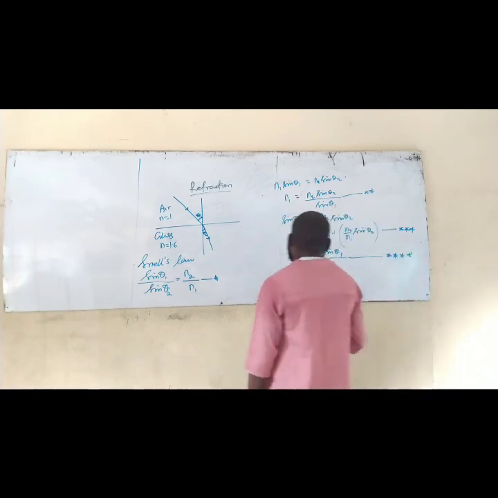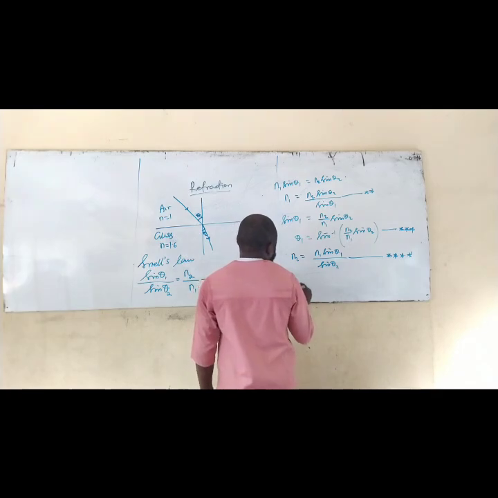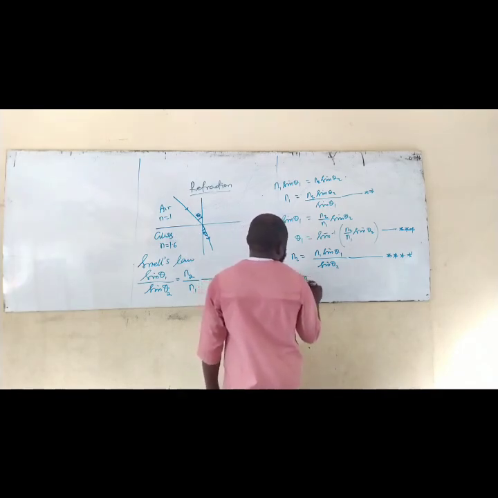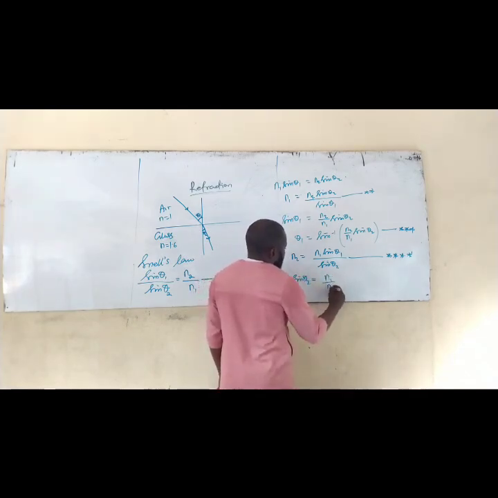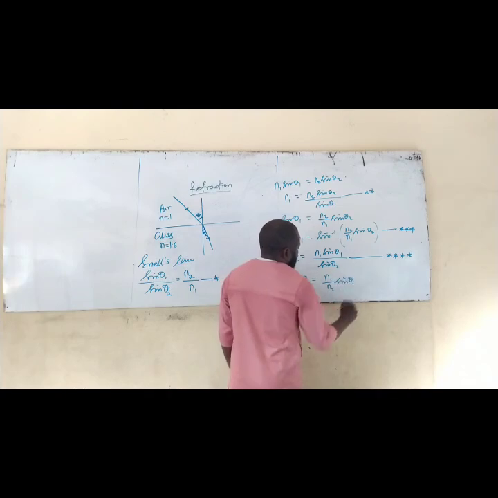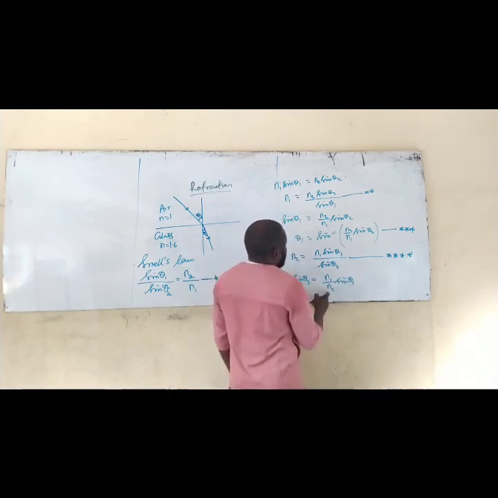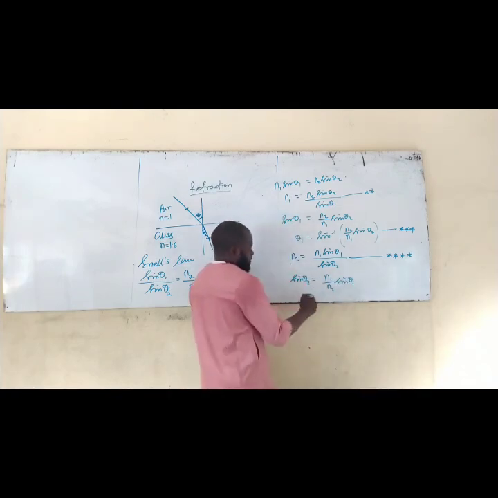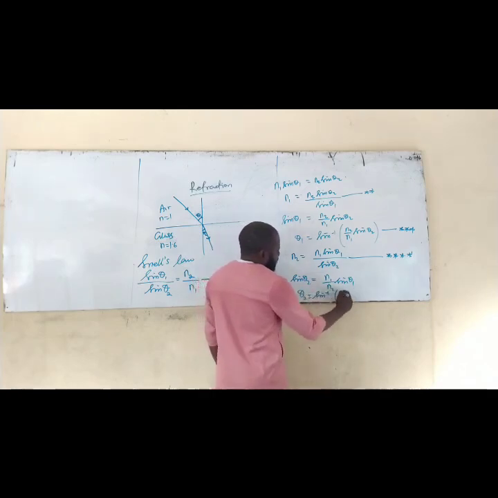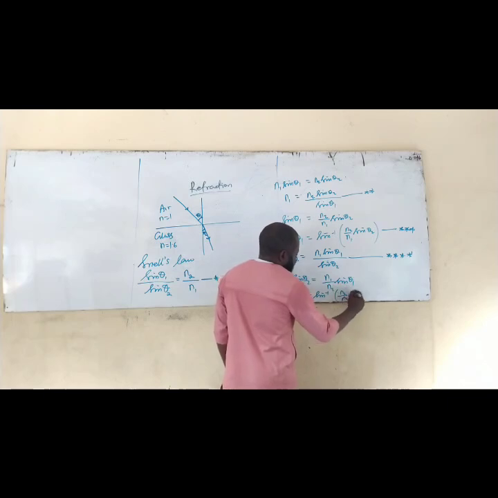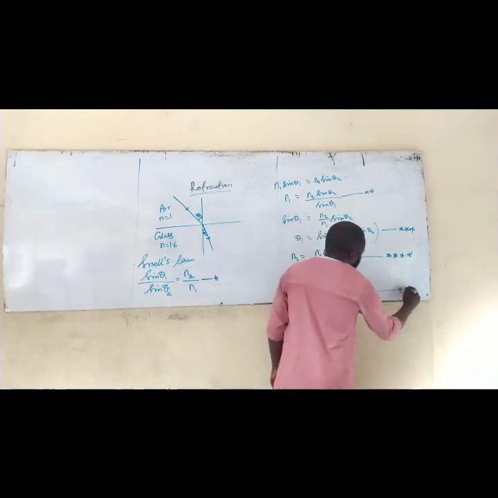And if I'm looking for theta 2, I can say that sine of theta 2 is equal to N1 over N2 sine of theta 1. So from here, if you take the arc sine, you have what? Theta 2 equal to arc sine of N1 over N2 sine of theta 1. And this should be star.